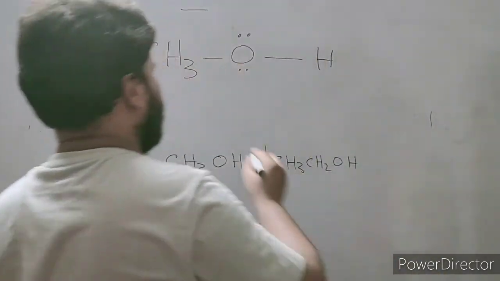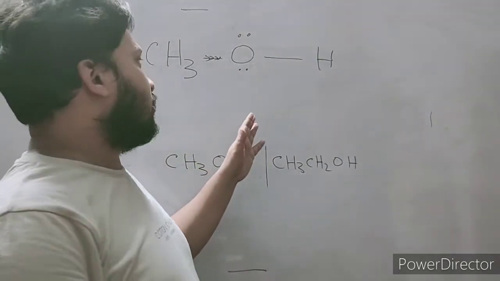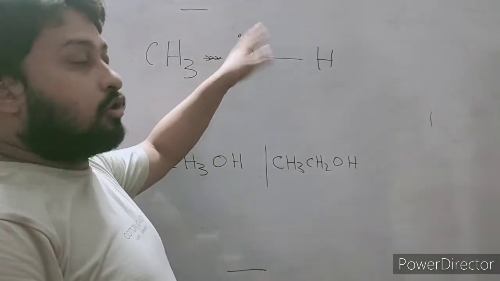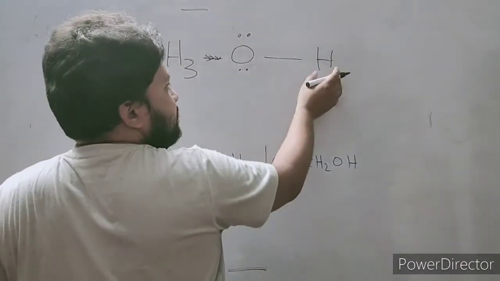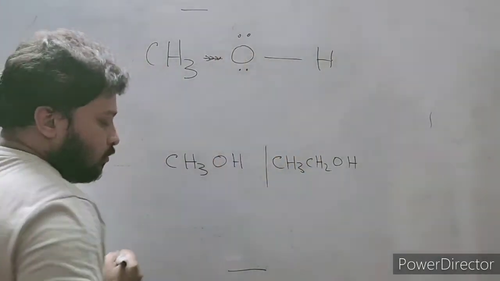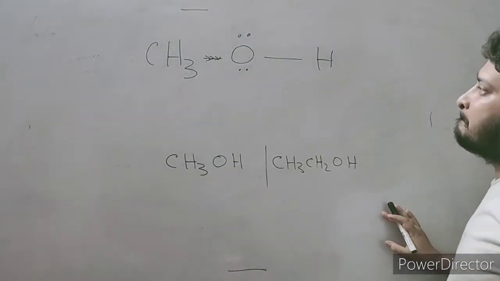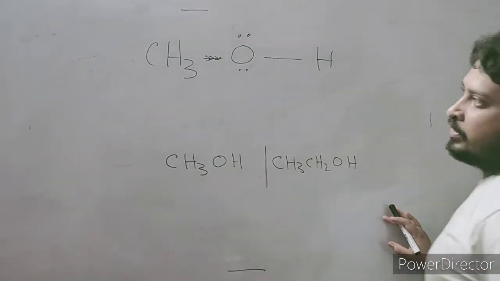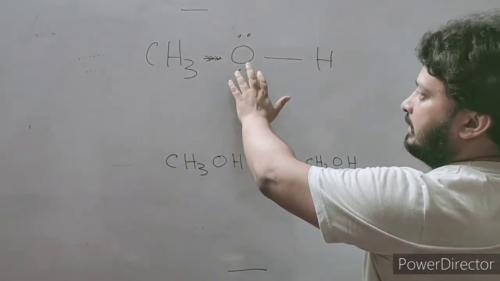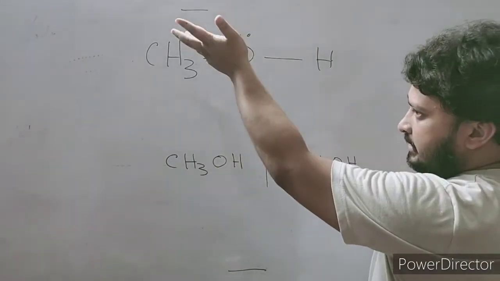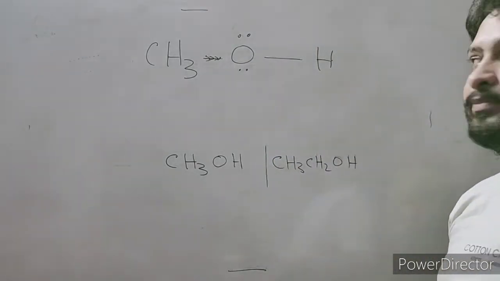CH3 has a greater tendency to push the electron towards the oxygen, so the electron density on oxygen increases. Therefore, the attraction between this H and O is gradually increasing, and the bond between hydrogen and oxygen becomes stronger.